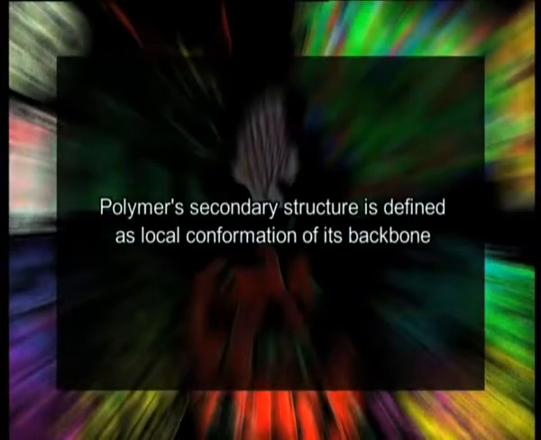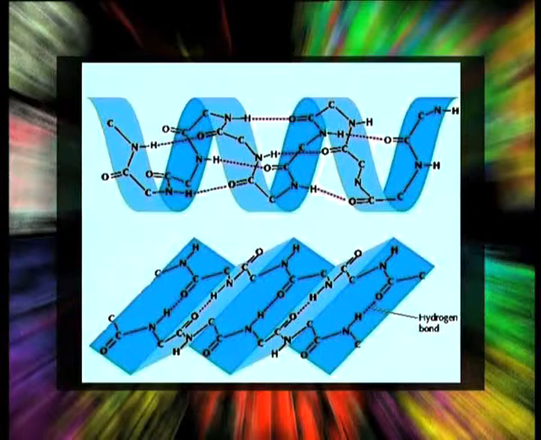A polymer's secondary structure is defined as the local conformation of its backbone. For proteins, this has come to mean the specification of regular polypeptide backbone folding patterns like helices, pleated sheets, and turns, etc.